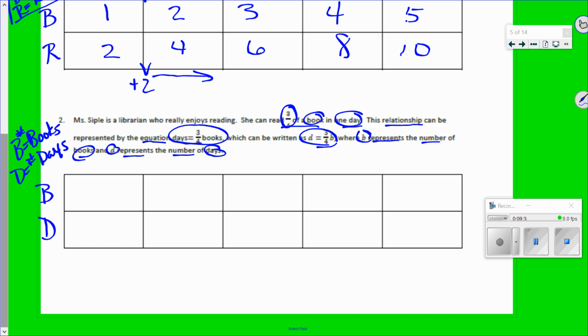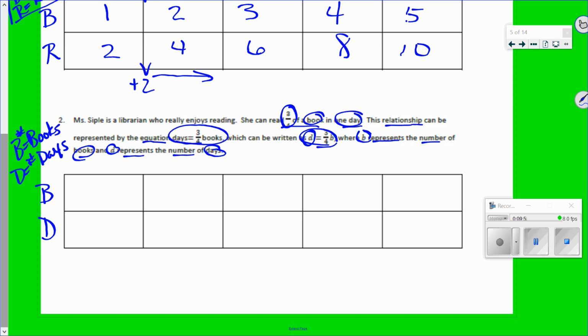Also, we can look at our equation. Remember, D is the same as my Y. Y always goes second. So whichever one would be by itself would be going on the bottom. So what's my first entry going to be? Hey, Brayden. B is 3 and D is 4.